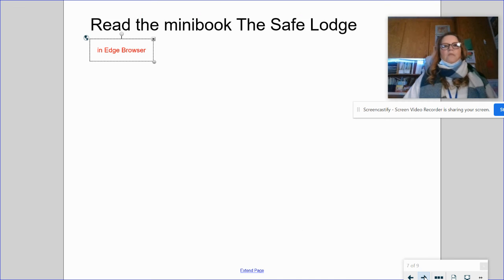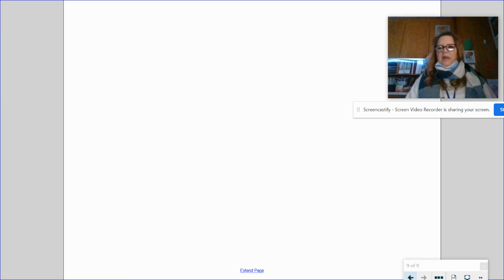Next, we would read the Safe Lodge. So you can be reading that. And if you would like, in my classroom, after you read it 2 times, after you know the story pretty well, then you can record yourself in Class Dojo. So that story looks like, I'm going to escape out of here, and I will show it to you at the end. It is that paper book.